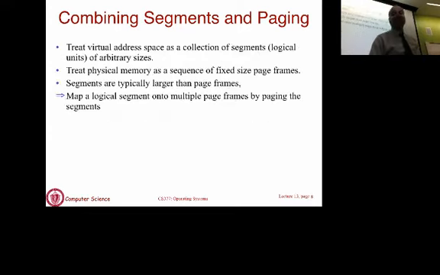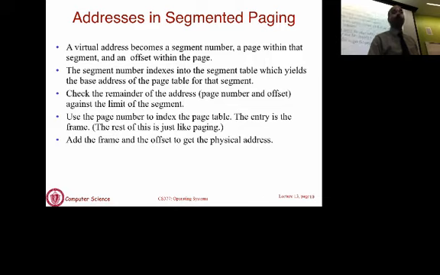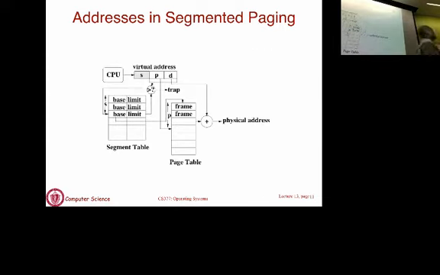The way it works is you start with the segment ID, and then you look at the segment table. The segment table is going to tell you where the page table is stored. Then you go to the page table for that segment. You take the page number and index into the page table. That's going to tell you the actual frame where the page is stored. So there are two levels of indirection: go to the segment table to find the page table, go to the page table to find the frame.